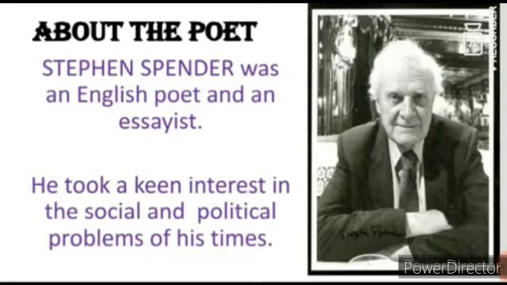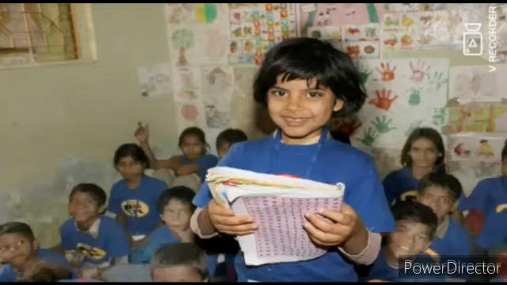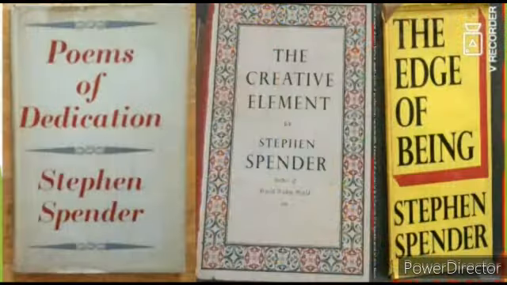He took a keen interest in the social and political problems of his times. As a social reformer and pacifist of his time, he questions the value of education and the morals and ethics of individuals. The trials and tribulations of the post-World War Europe finds expression in Spender's verse and prose. Books by Spender include Poems of Dedication, The Edge of Being, The Creative Element, etc.